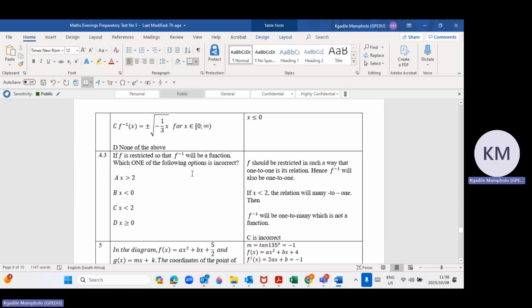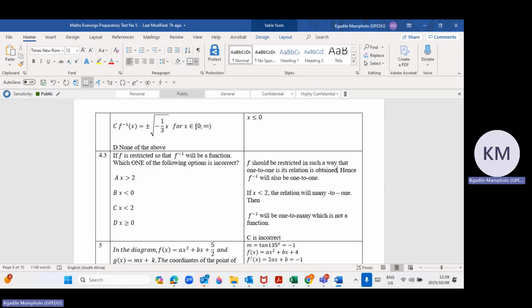4.3, if f is restricted so that the inverse will be a function, which one of the following options is correct? F should be restricted in such a way that it is 1-to-1. In such a way that a 1-to-1 relation is obtained.